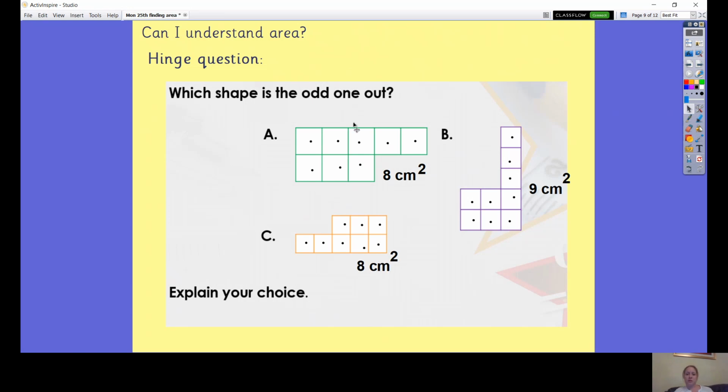I can see that one's got an area of 8 centimetres squared, and so does that one, and that one's got 9. So I'm going to suggest that B is the odd one out because it has a larger area than A and C. And A and C both have an area of 8.